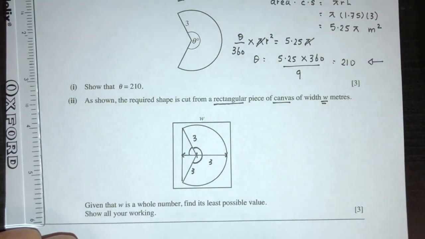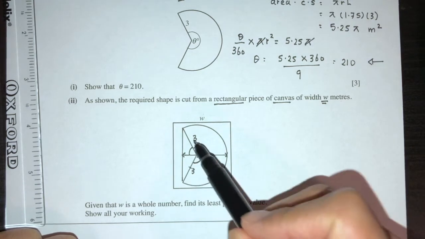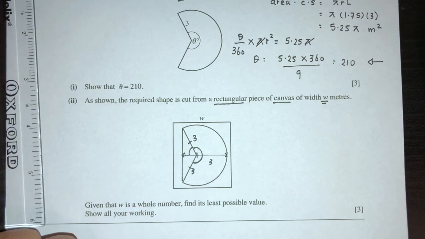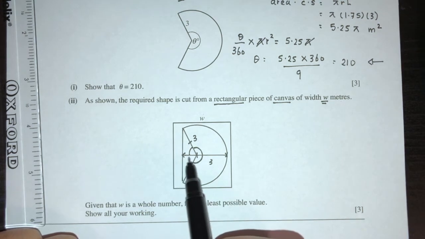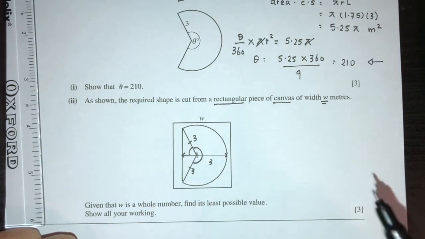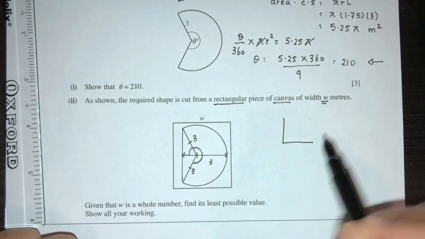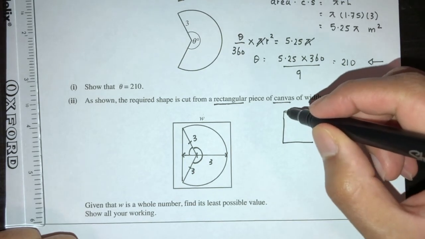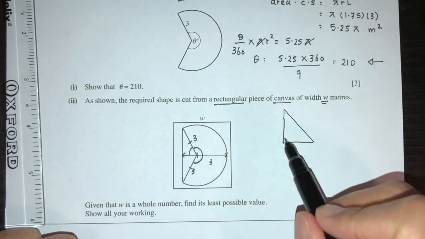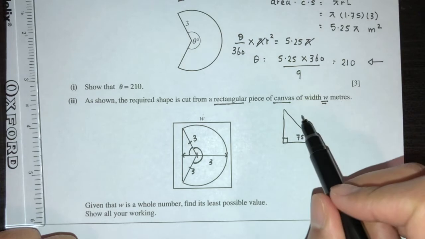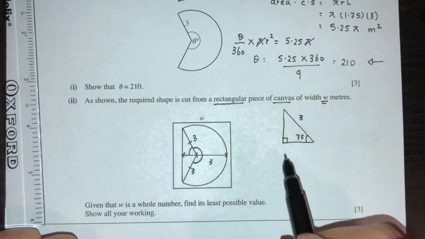So how do I know they're the same? Because these two are radius, as you can see. So these two angles have to be the same. Now I need to find this length, right? So let's take this out. You will see you have a right angle triangle, which is 90 here. This is 75. This is 3. And you want to find this length.